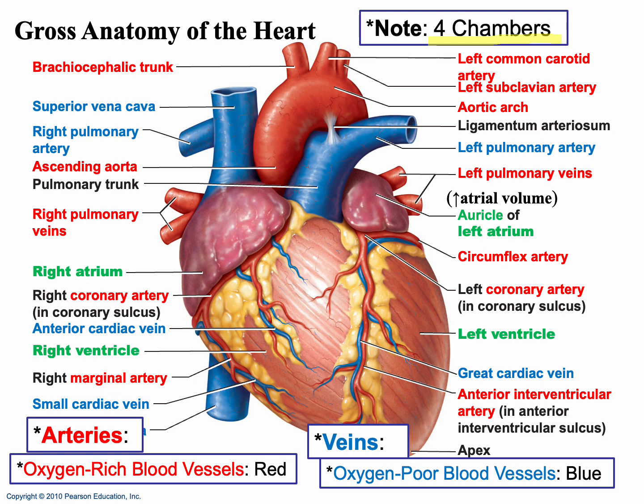So we have the right atrium. That's one of the heart chambers. So the right atrium is going to be right there. We also have the right ventricle. So on the diagram here, it's going to be right here. So that's where we have this heart chamber.